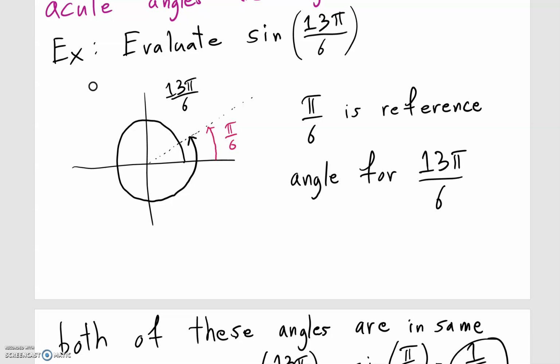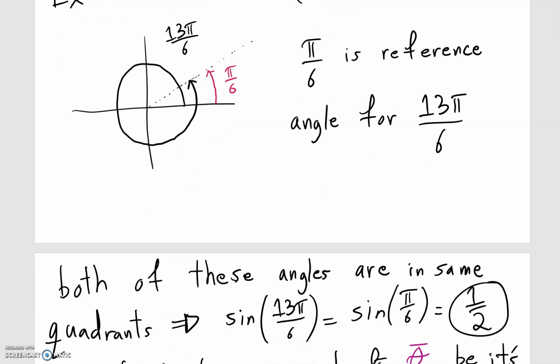If you look at this picture right below, I have drawn for you that angle of 13 pi over 6 in the black. It's a positive angle, so it goes in that counterclockwise direction. That angle is going to be coterminal with this angle in the hot pink, pi over 6. 13 pi over 6 and pi over 6 are coterminal angles, and pi over 6 is an angle that is less than 90 degrees, right? So pi over 6 is the reference angle for 13 pi over 6.